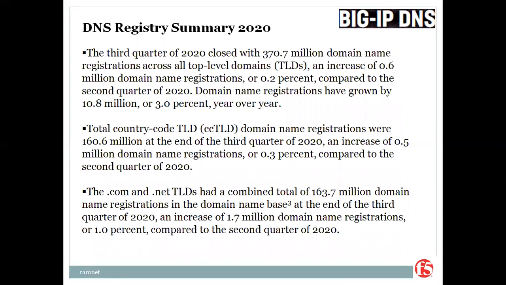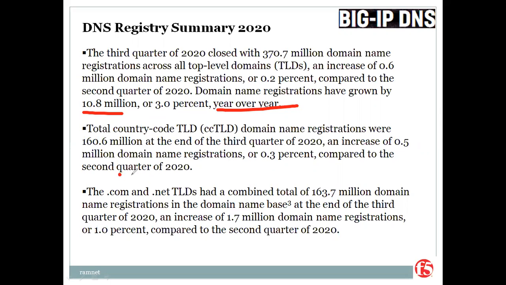The third quarter of 2020 closed with 370.7 million domain name registrations across all top level domains. It's an increase compared to the second quarter. Domain name registrations grew by 10.8 million. Just see that, 10.8 million. It's increasing every year. And the top level domain name registrations were 160 million in the third quarter, something like that.